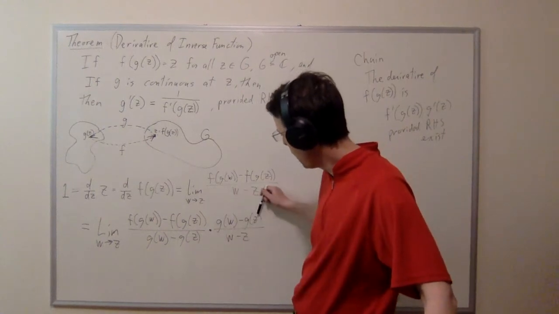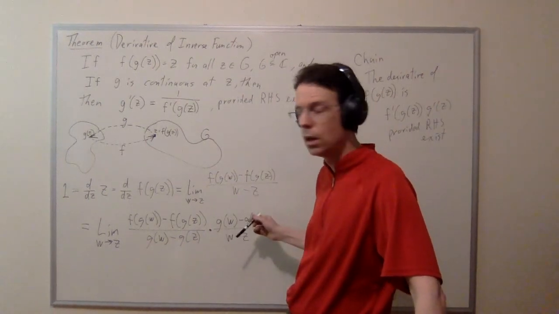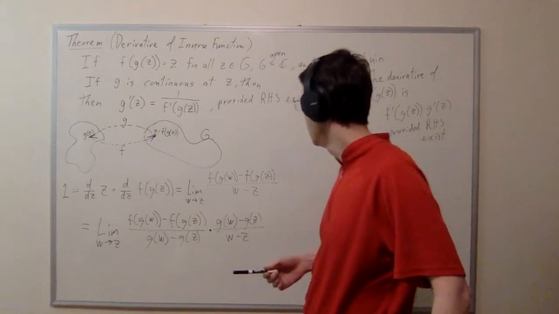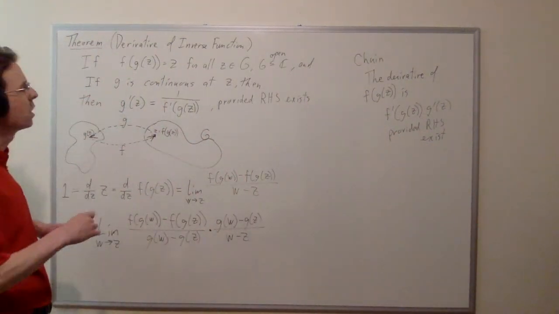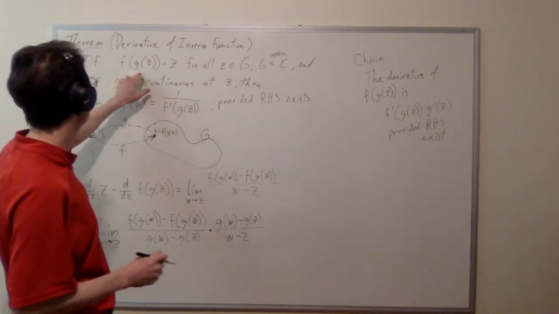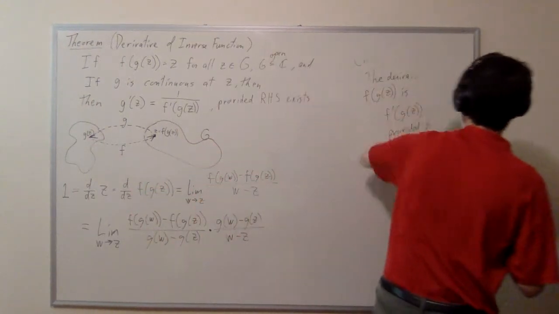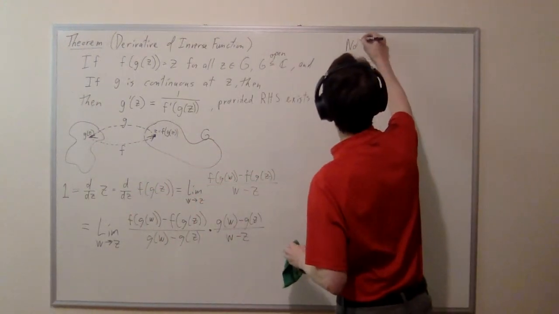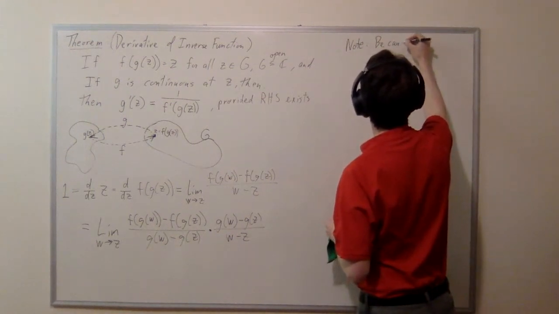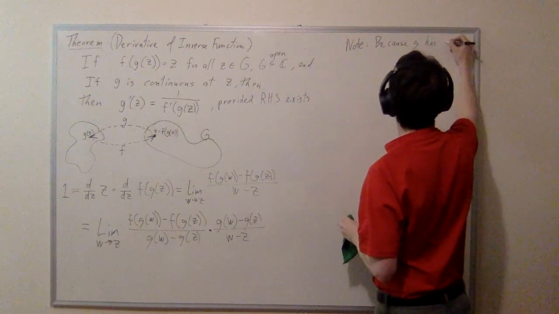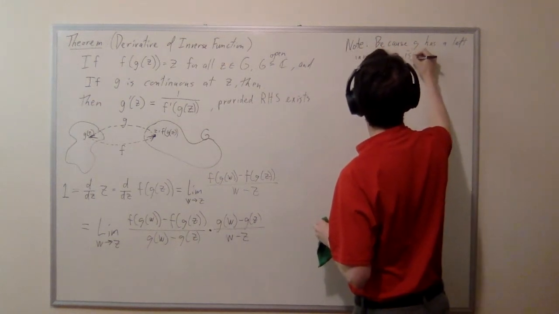If g of w would happen to be equal to g of z, then f of g of w would happen to be equal to f of g of z, which means that w would be z. This is not about the derivative. This is just about the fact that f and g are inverse functions in exactly this way. If g has a left inverse, then it has to be injective. So I'm going to note that over here. So note, because g has a left inverse, g is injective.